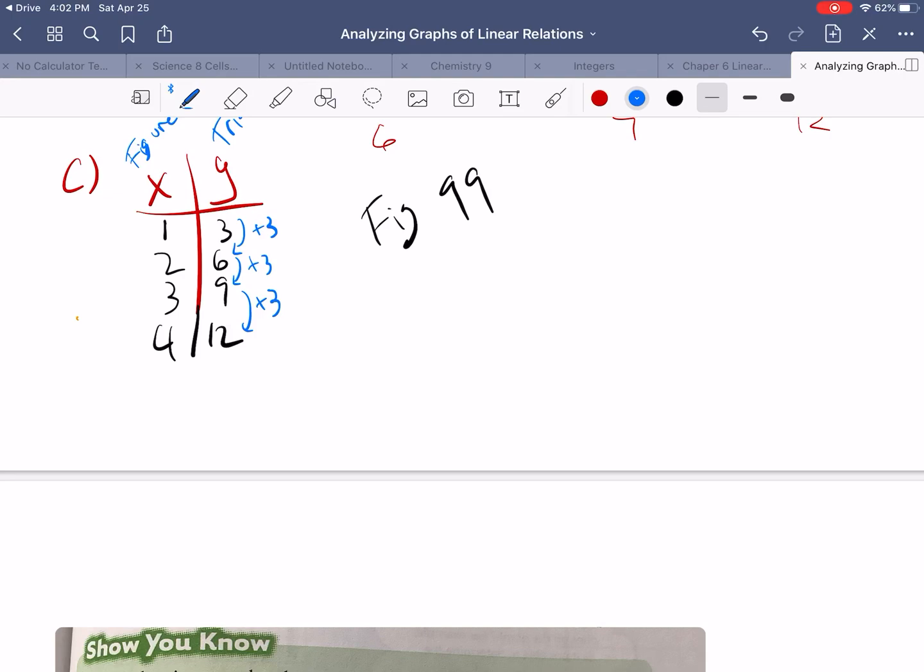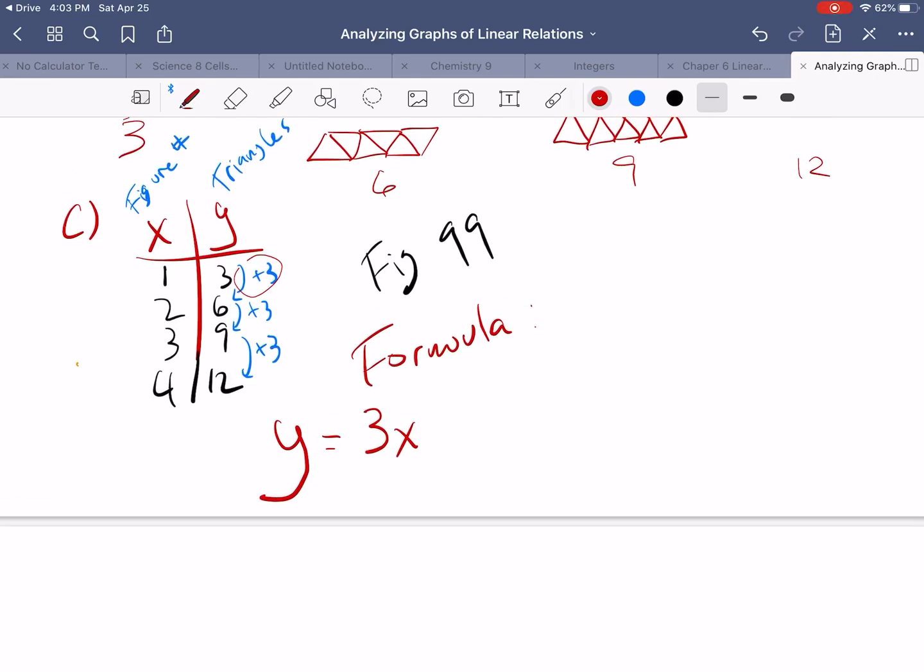So how do we write our formula now? So you always start by going y equals, okay? Then we write the pattern number, which was 3, and then write the letter x. 3x. That's our formula.